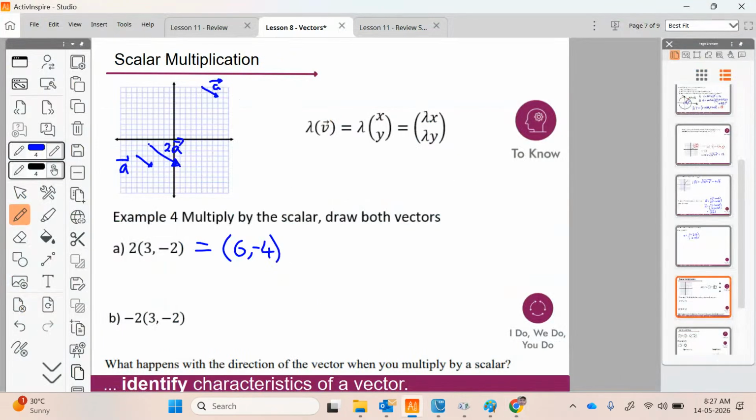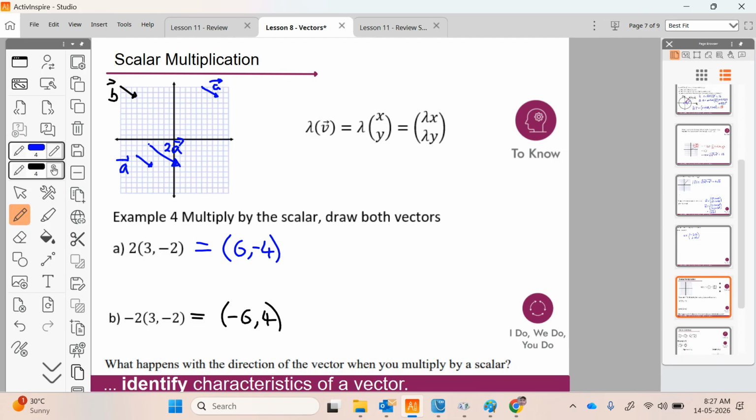Okay, so the vector b is (3, -2). Let me start off here in the top corner, (3, -2). This is the vector b. Multiplying by the scalar, we are going to get (-6, 4).